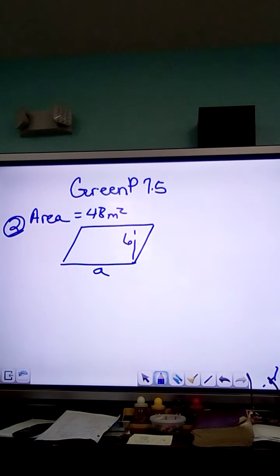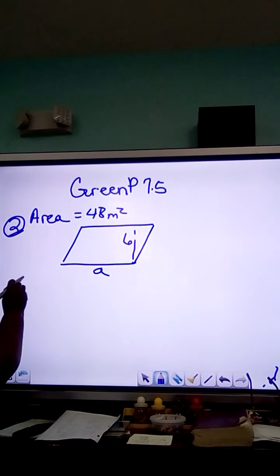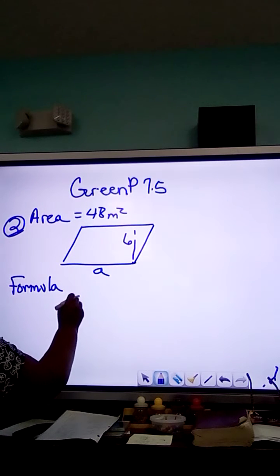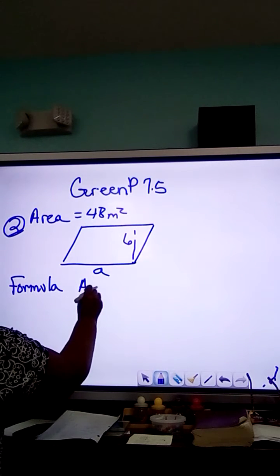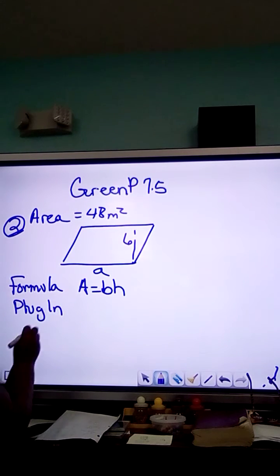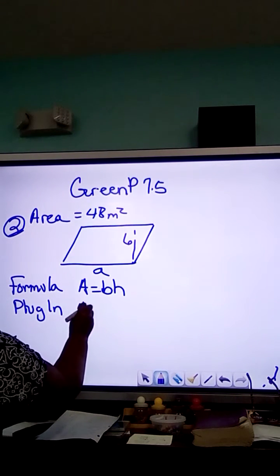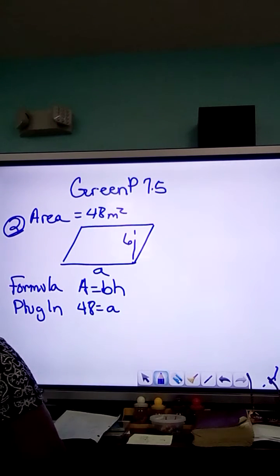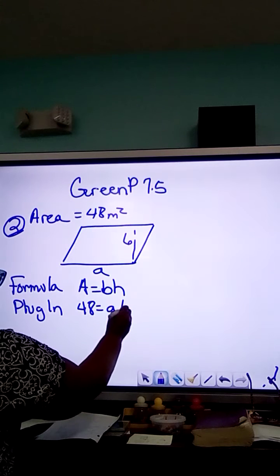So the first thing we must do is determine the formula we're going to use. In this case, our formula will be A, area, is equal to base times height. Okay? Secondly, once we determine our formula, then we're going to plug in our values. A being 48. Our base we do not know, the letter A is there, and our height is 6.